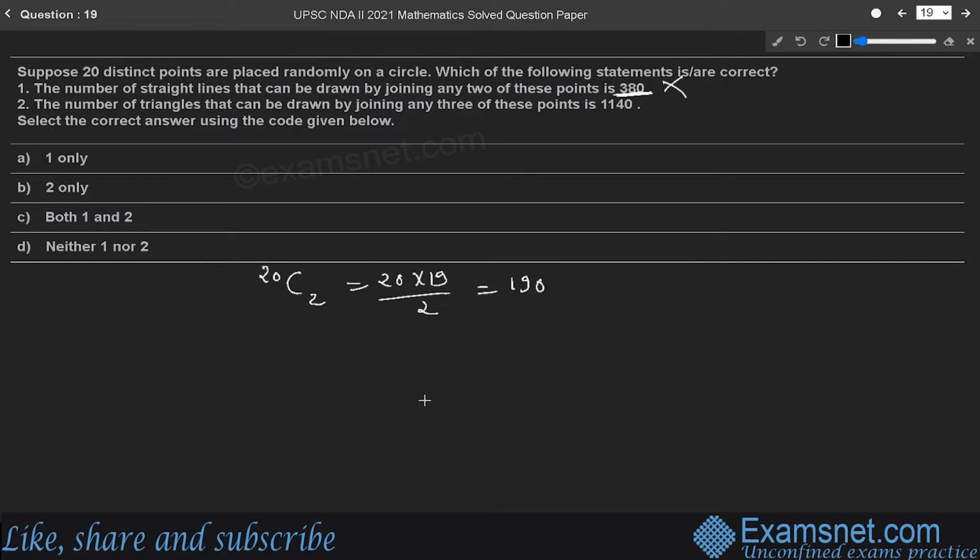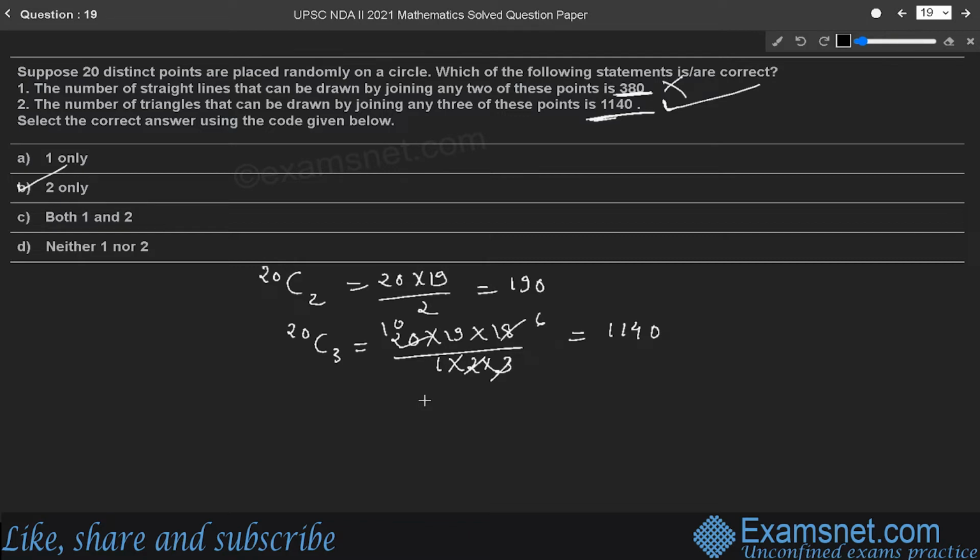Now we know that the number of triangles that can be drawn will be equal to 20C3, which will be equal to 20 into 19 into 18 upon 1 into 2 into 3. So on further solving, it will be equal to 10 into 6 into 19, which will be equal to 1140. You can see that statement 2 says that it is 1140. It means that statement 2 is correct. So only statement number 2 is correct for this question. Therefore, the correct option is option number B, which is 2 only. I hope it is clear to you.